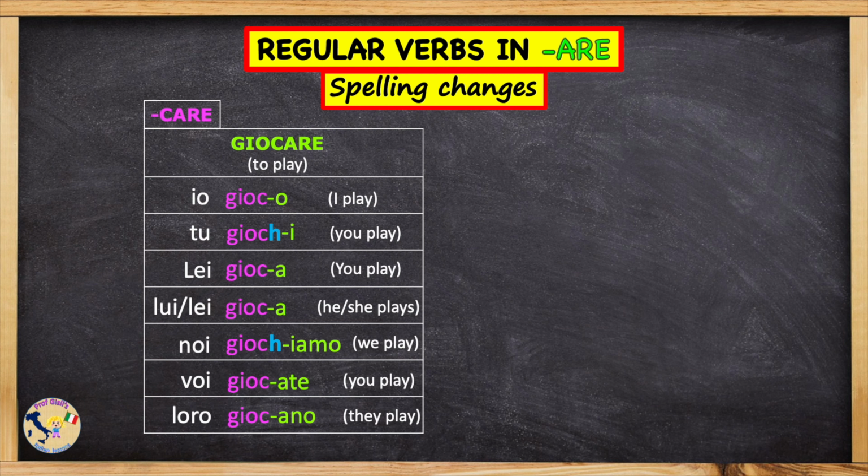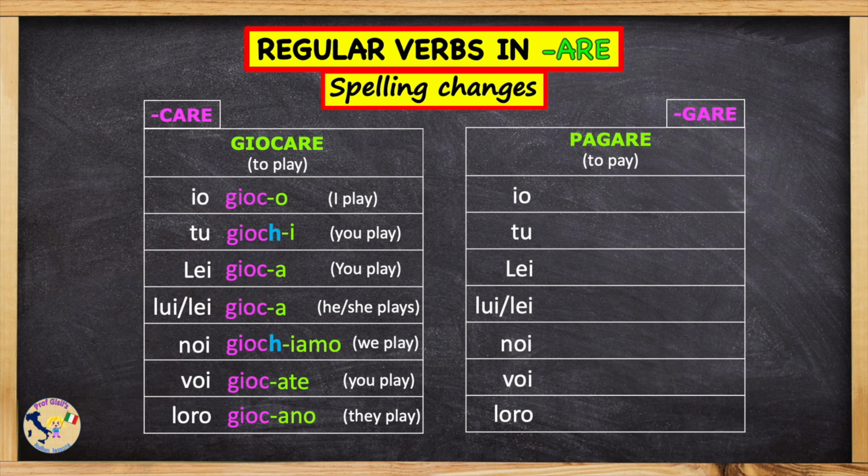I'll repeat the present indicative of giocare without interruptions now. Io gioco, tu giochi, lei gioca, lui gioca, lei gioca, noi giochiamo, voi giocate, loro giocano.